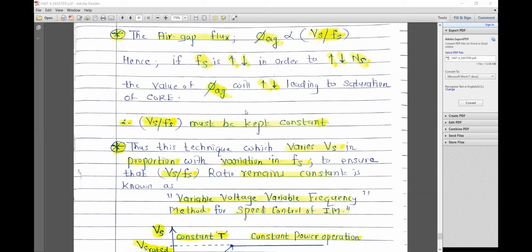Then we understood that if an induction motor needs a three-phase AC input, we could have very well used an AC voltage controller. But the problem with the AC voltage controller is that it can only give you variable RMS output, but it cannot vary the frequency simultaneously. That is why the AC voltage controller is not suitable.